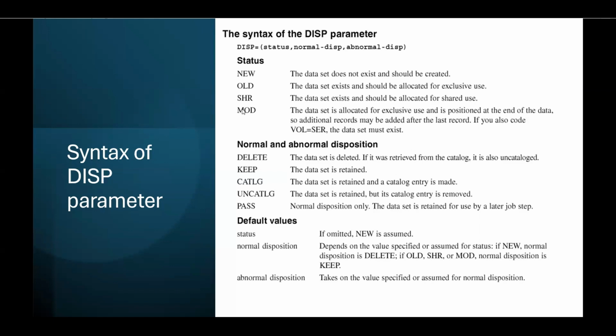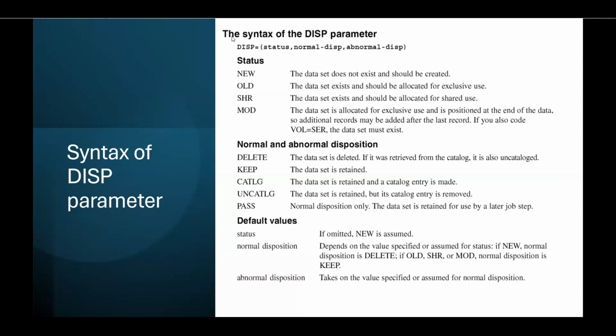And there are some default values as well. For example, if you omit the status value, so you just started writing disposition equals and only provided what to do with normal and abnormal disposition, then by default it will take the status as new. The normal disposition depends on the value specified or assumed for the status. If you are providing the status as new, the normal disposition is delete. If you are providing old, share, or modify, the normal disposition is keep.